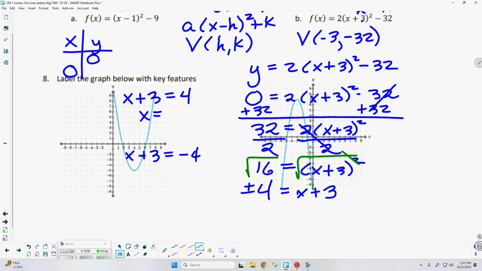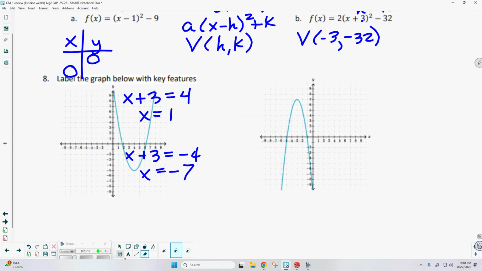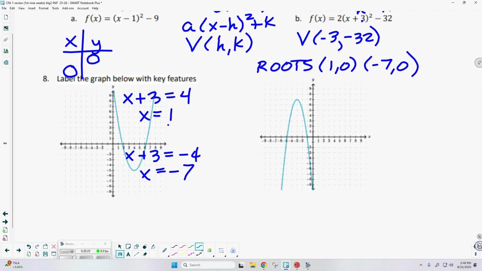What's the first x? 1. And then if I subtract 3 here, we're getting closer. Negative 7. So now I can go ahead and list. I've got 2 roots. Remember, those are my x-intercepts. The first one being x was 1, so that's (1, 0). And the second one was negative 7, so that's (-7, 0). There we go. I solved for x. I got 2 answers. Everybody okay with that?